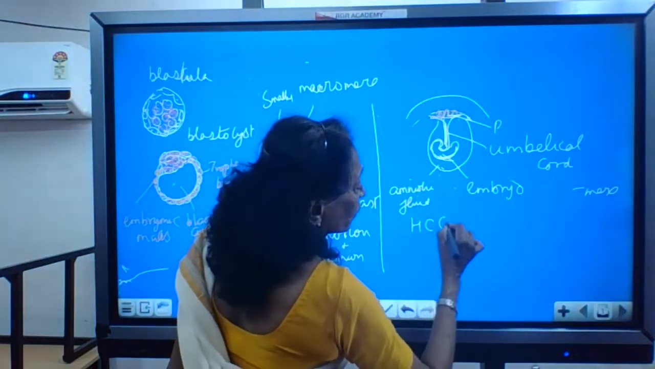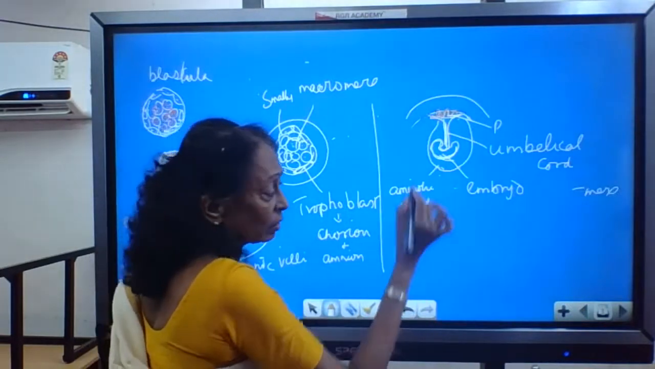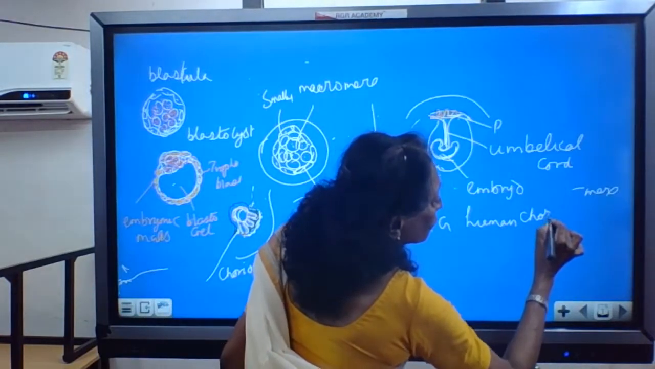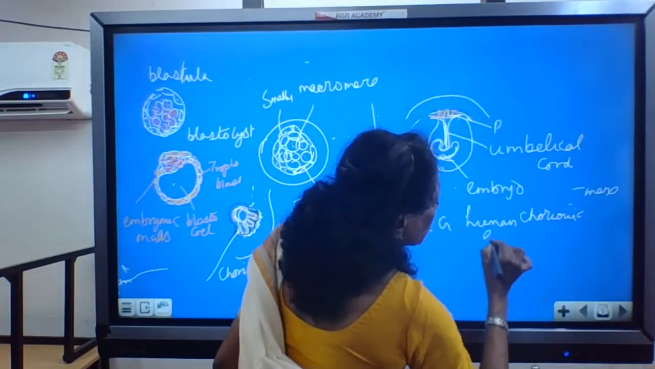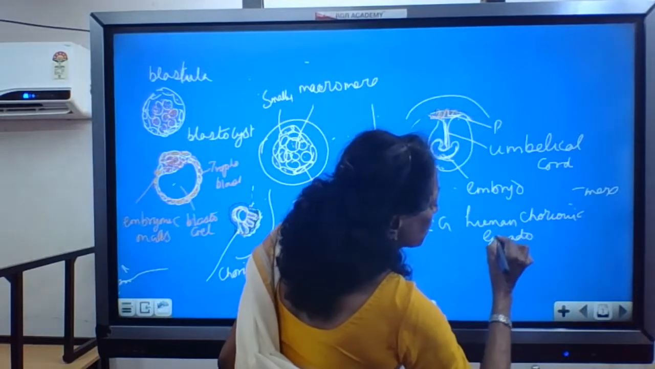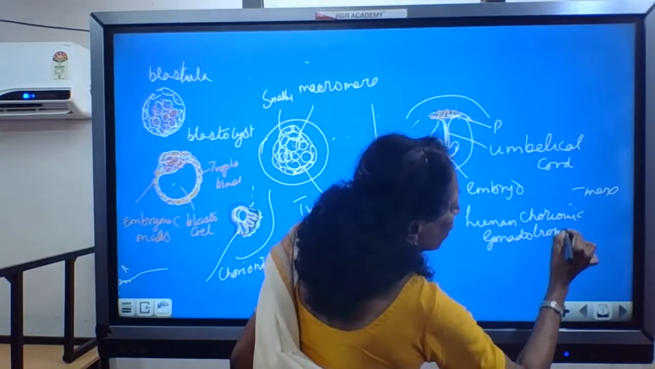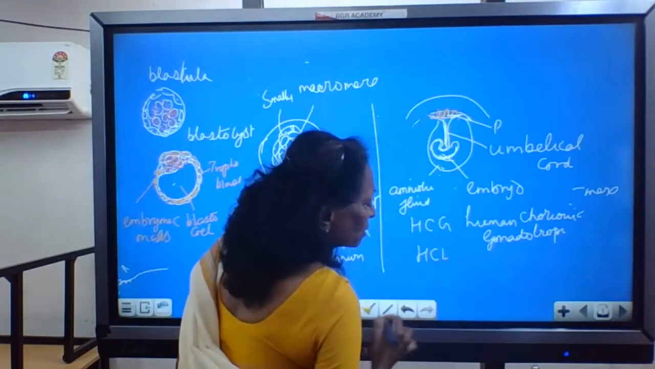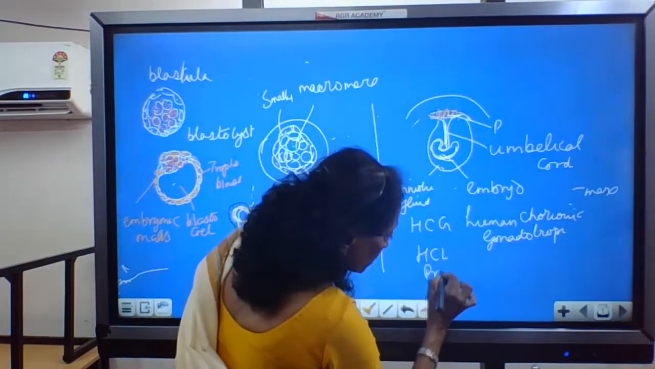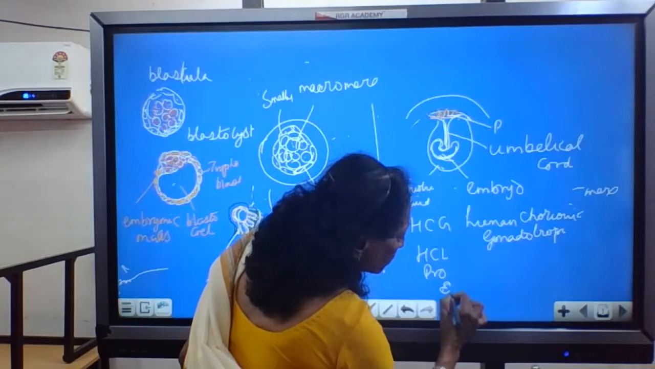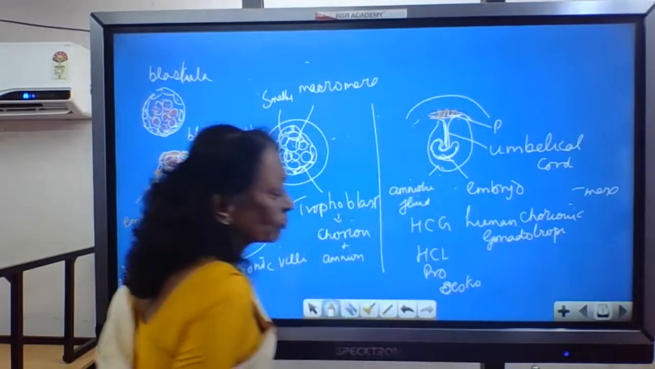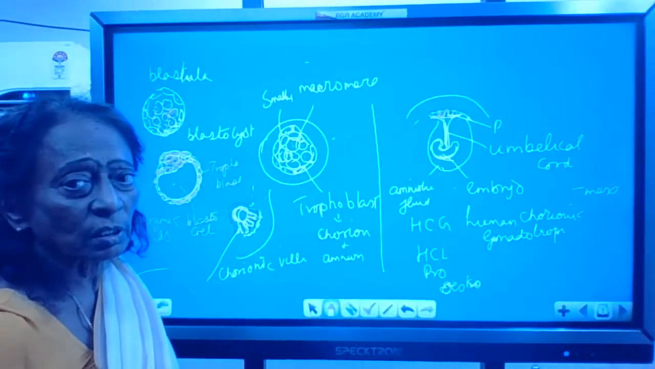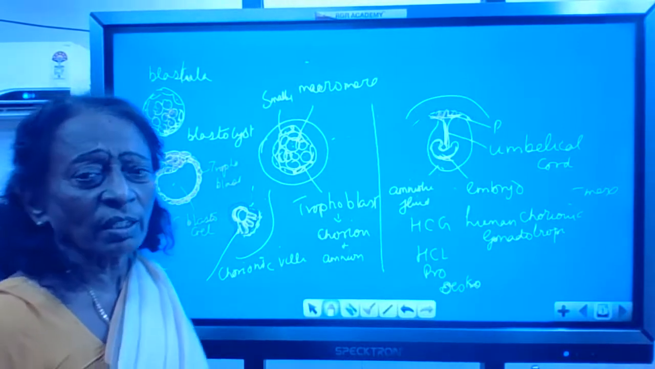Human chorionic gonadotropin, human chorionic lactogen, progesterone, estrogen. These hormones are secreted by the placenta. So the placenta acts like an endocrine gland, an endocrine organ.